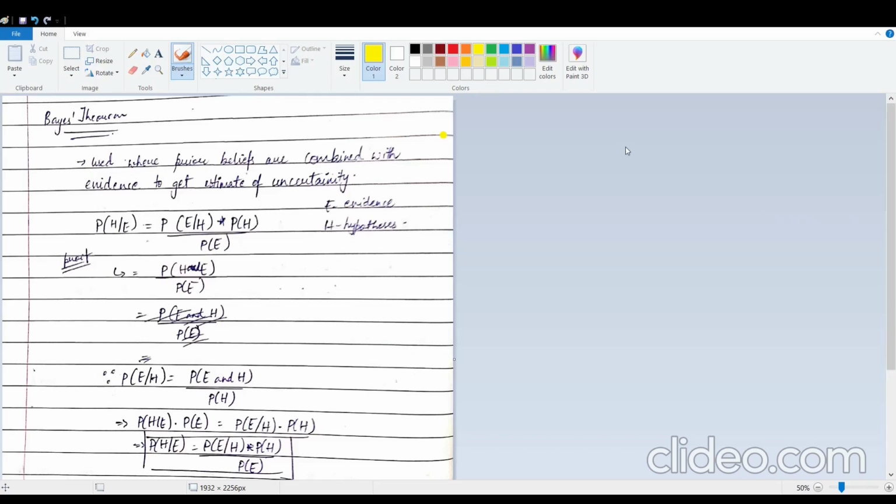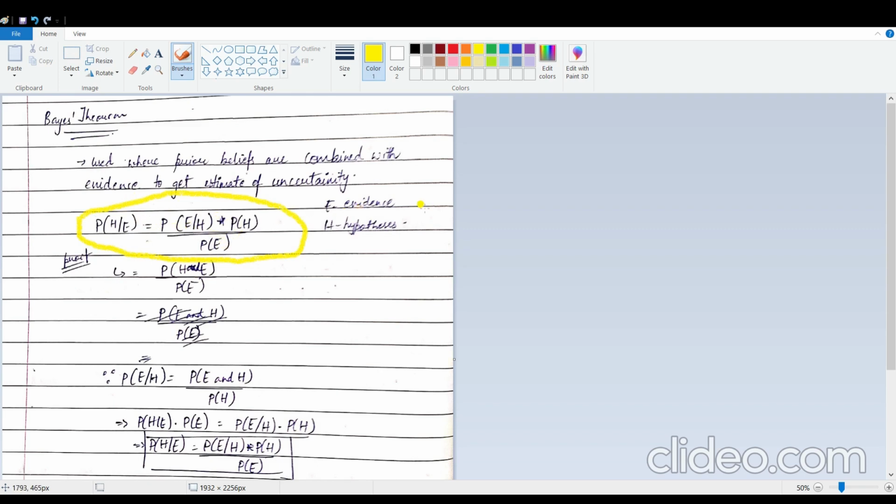In this video, we are going to discuss Bayes' theorem. Bayes' theorem is used to determine uncertainty based on probabilities. It is given by this equation that you see right here. P of h given E is equal to P of E given h into P of h, the whole divided by P of E. You see two things here, h and E.